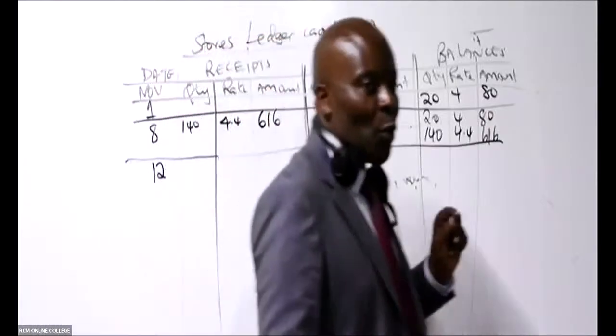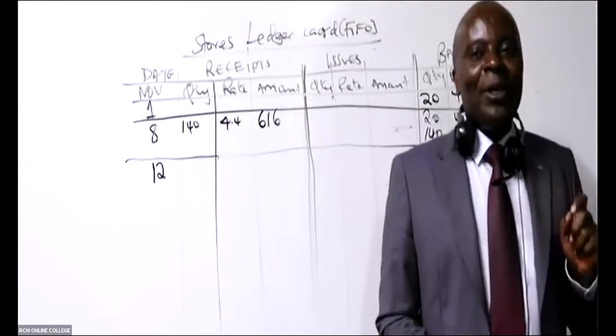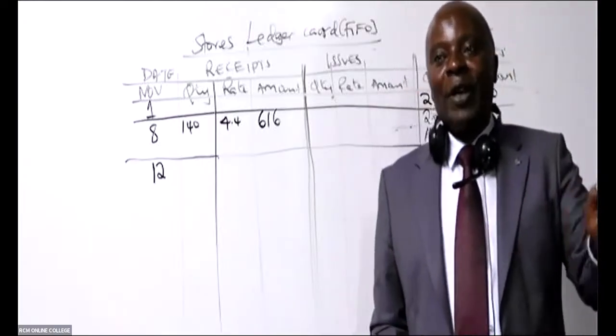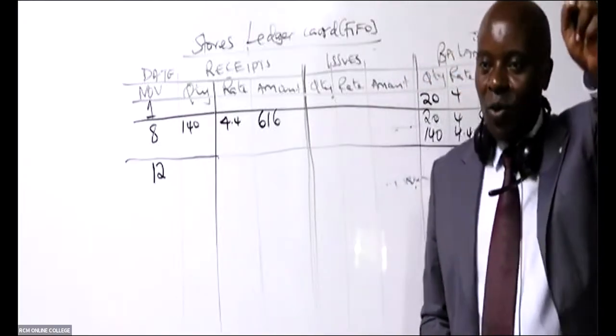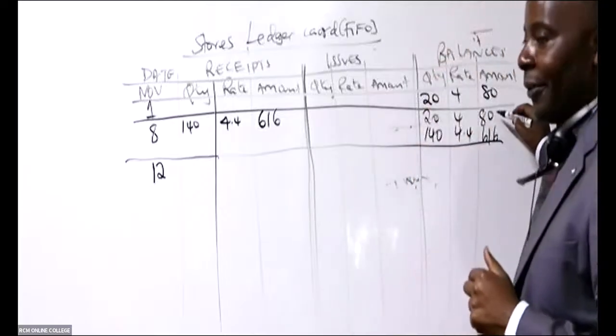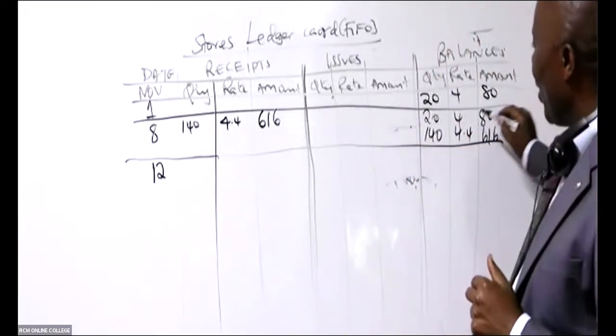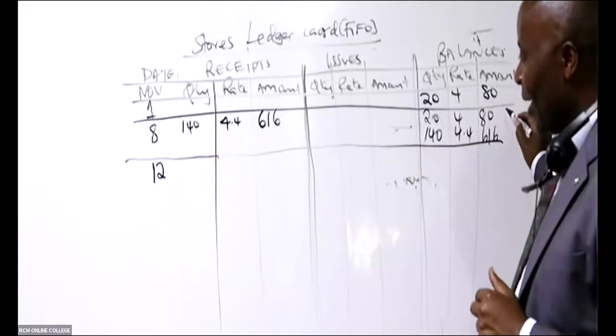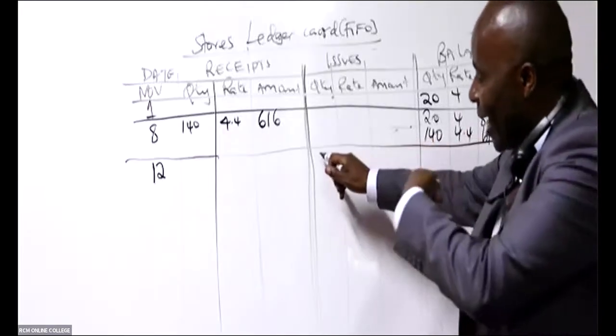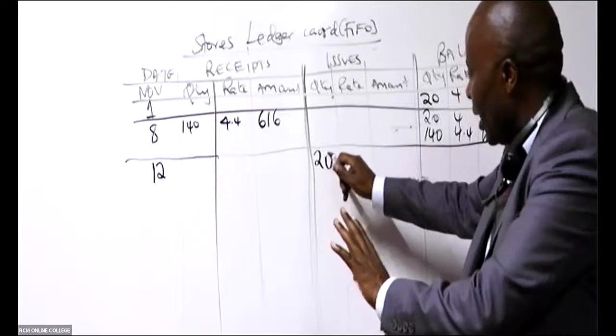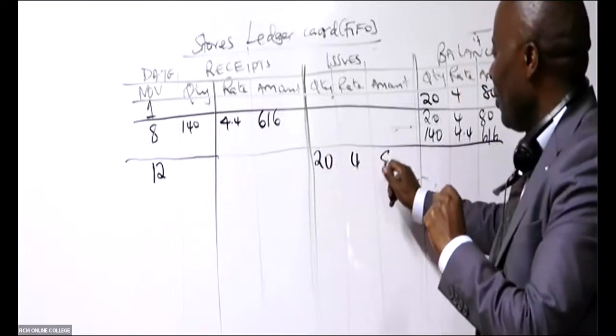Can we issue 80 at once? No, remember, we have a policy we are using. The policy is FIFO. FIFO is the oldest first. The old stock must go out completely, isn't it true? So which is the old one here, somebody? The one with 20 units, yeah? So you issue your batch first and finish it. So I'll issue 20 at 4, giving me 80.